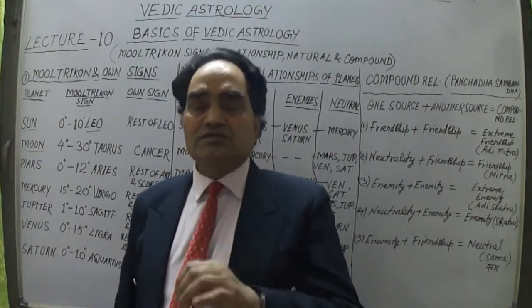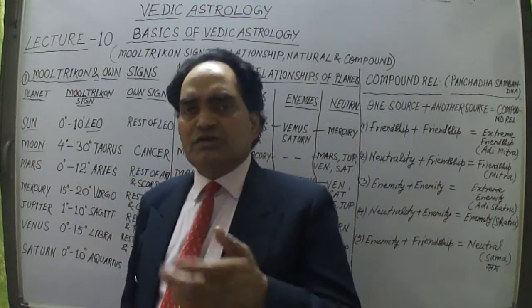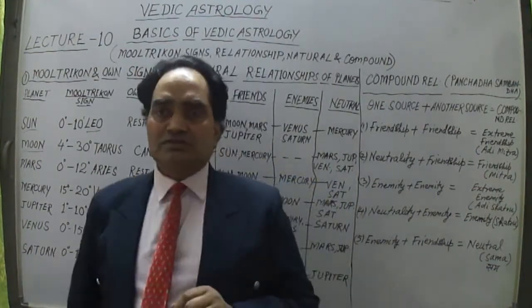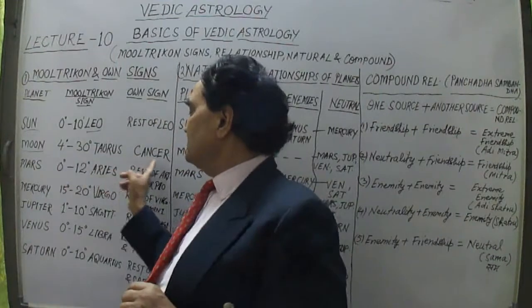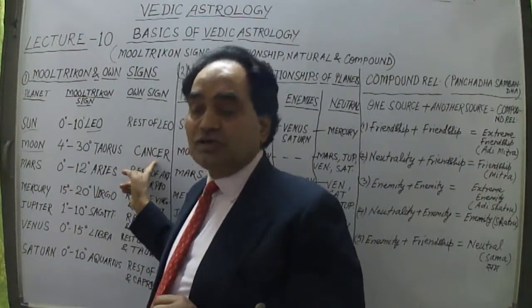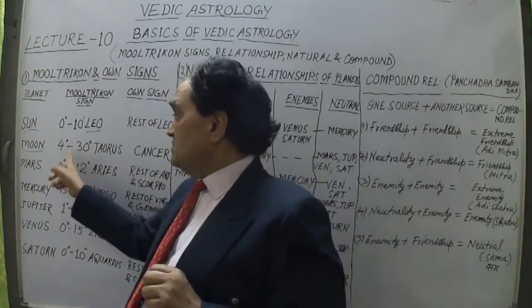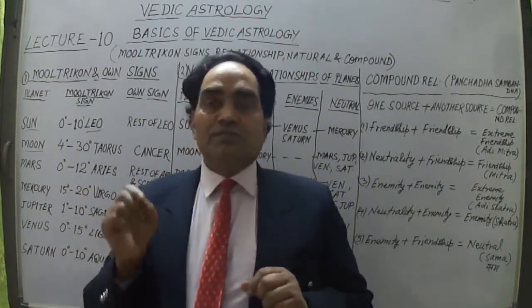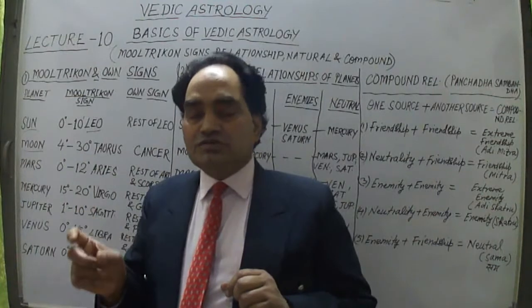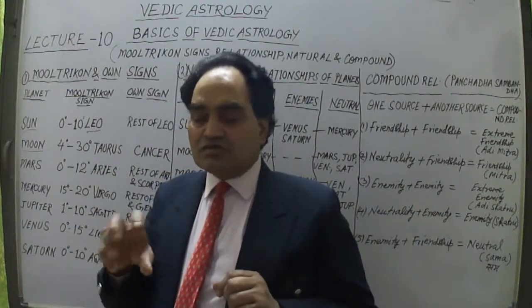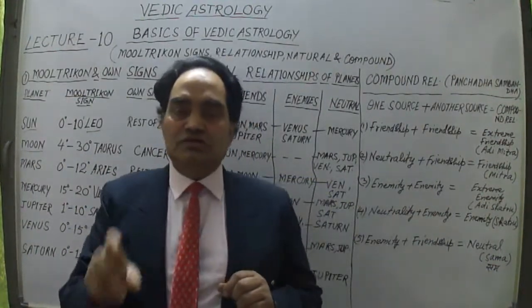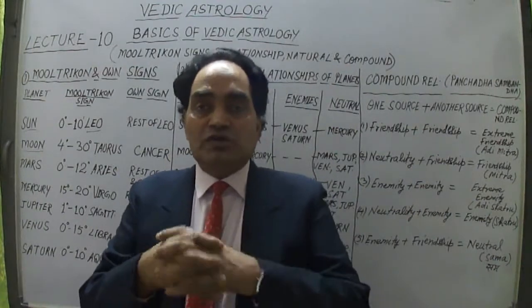Cancer sign is his own sign, right? I am saying his or her, so please just try to understand. So the Moon is lord of Cancer sign, undoubtedly his own sign. Cancer is the Moon's own sign. But the Mooltrikon sign of the Moon is from 4 degrees to 30 degrees of Taurus. Under the Taurus sign, from 4 degrees to 30 degrees, the Moon is more active.